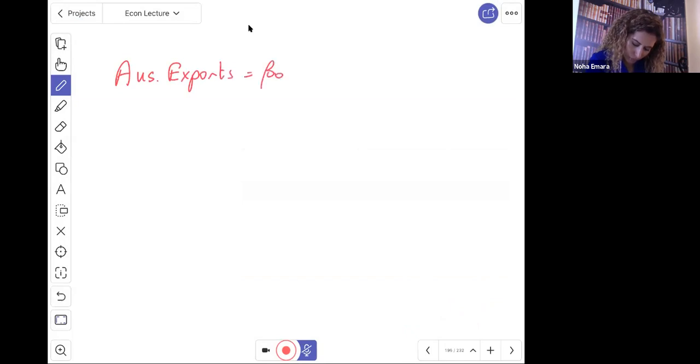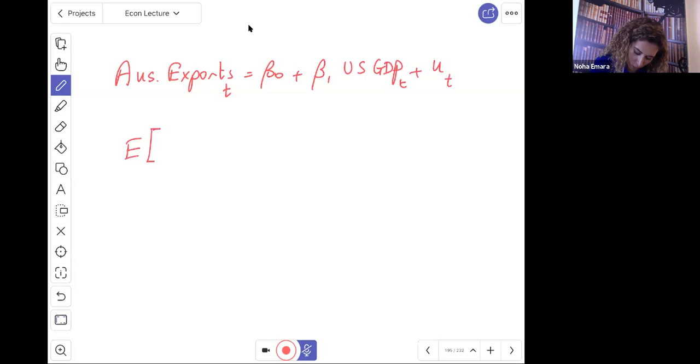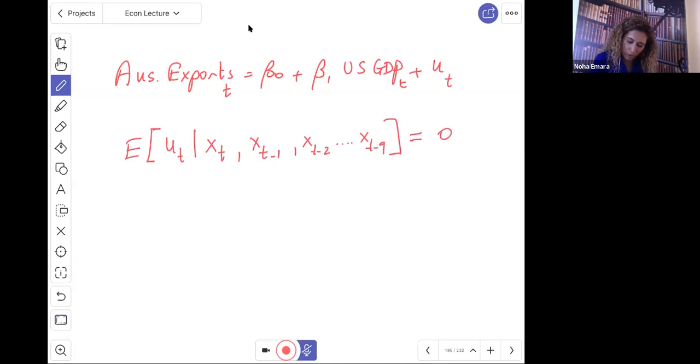Equal to beta naught plus beta 1 US GDP plus UT, everything is moving over time. In order to achieve the exogeneity assumption, I need the expectation of the error term given today's value of XT and past values of XT to be totally disconnected, equal to zero with the error term.